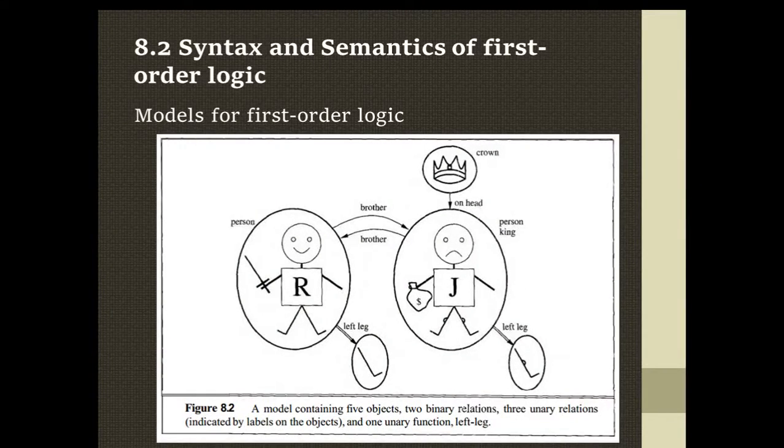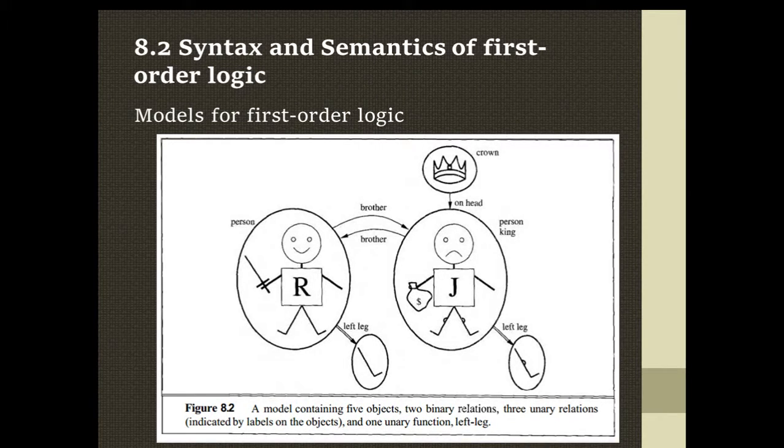Syntax and semantics of first-order logic. First, models have objects in them. The domain of the model is the set of objects it contains. These objects are sometimes called domain elements. Figure 8.2 shows a model with 5 objects: Richard, his younger brother John, who is a king, the left legs of Richard and John, and a crown.